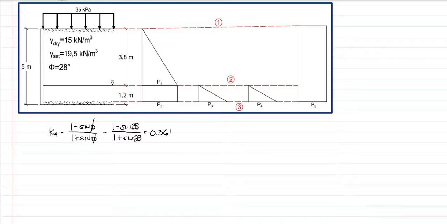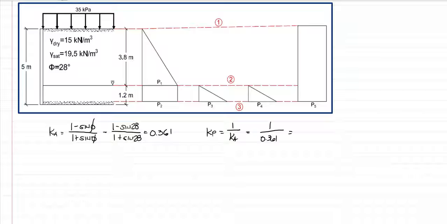And alam natin na ang value ni K sub P is just the reciprocal of K sub A. So we can have 1 over our Ka. So that will be 1 over 0.361. So that will be a value of 1,000 over 361.